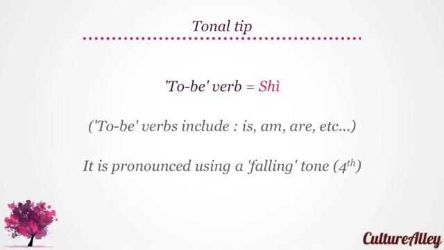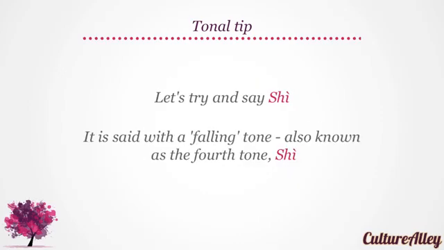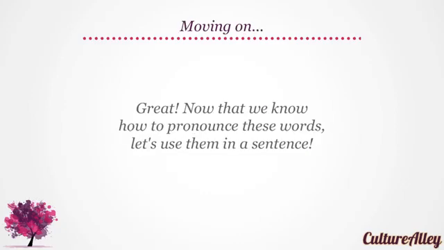Let's learn the last word on the list. To be verb, including is, am, are, etc., translates to 是. 是 is pronounced using a falling tone, or the fourth tone. Can you try and say 是? It is said with a falling tone, also known as the fourth tone, like 是. Good job! Now that we know how to pronounce these words, let's use them in a sentence.